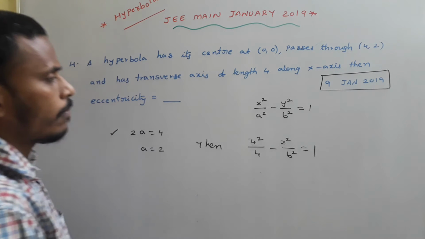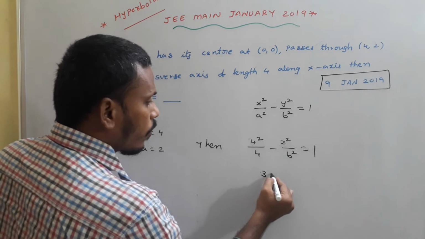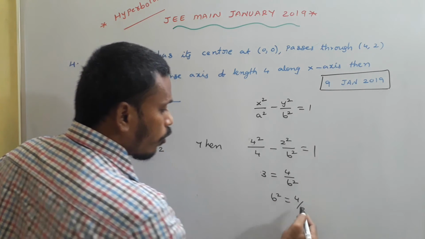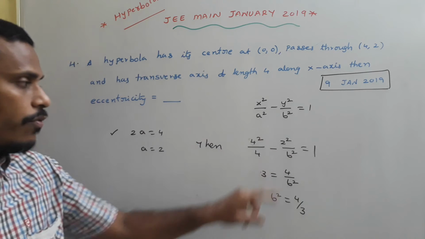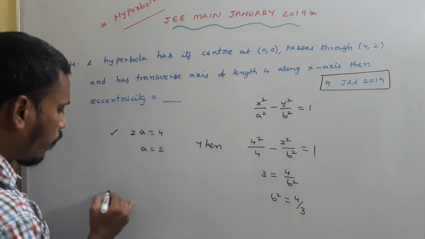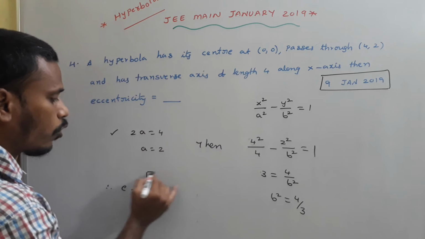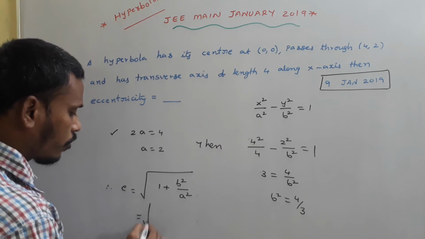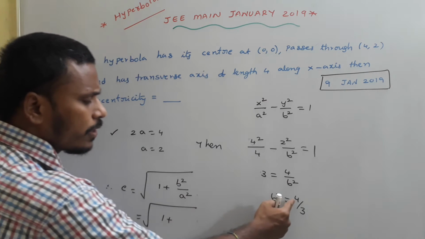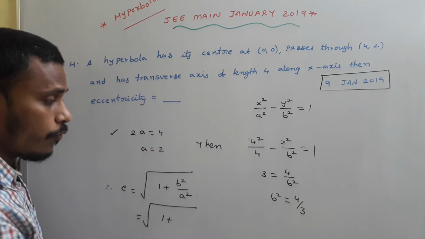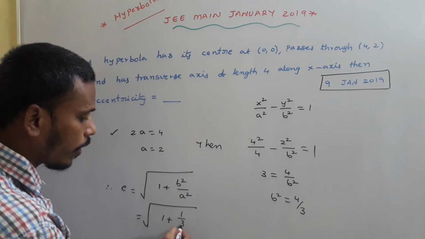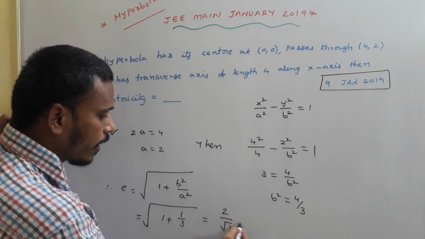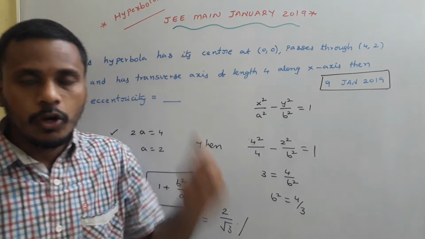4 minus 1 is 3. So 3 is equal to 4 by b². And finally b² is equal to 4 by 3. Is it right? 4 minus 1 is 3, 4 by b², b² is 4 by 3. So finally we need the eccentricity, which is equal to root of 1 plus b²/a², that is root of 1 plus, b² is 4 by 3, a² is 4, so 4 by 3 by 4 is nothing but 1 by 3, and if you simplify, 3 plus 1 is 4, which gives 2 by root 3, and this is our eccentricity for the given hyperbola. Okay, have a look.